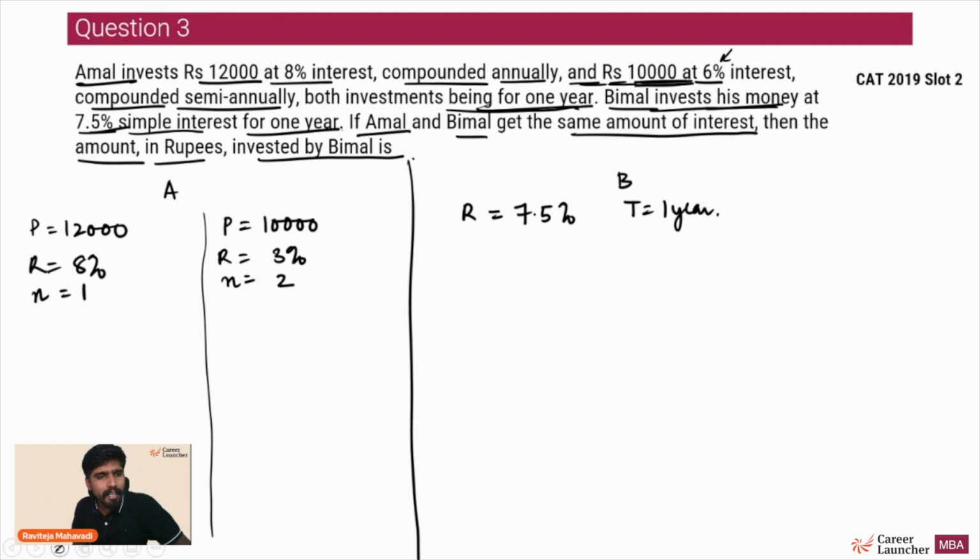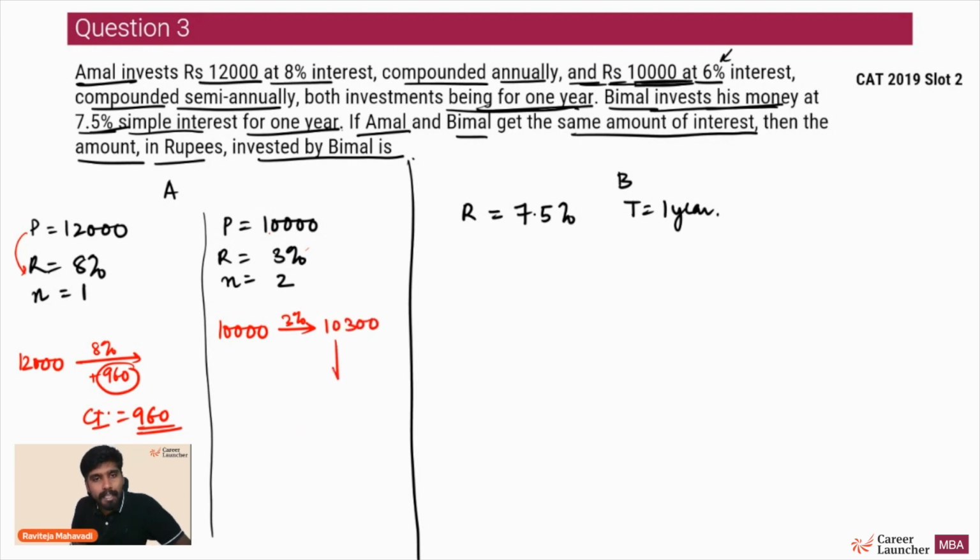So let us find out how much A is going to get as interest. If he is investing 12,000 bucks and it is only growing once by 8%, that means the growth will be equal to 960 rupees, and this is the compound interest earned in this case, 960. In the second case, if he is investing 10,000, it increases by 3% first. It becomes 10300.